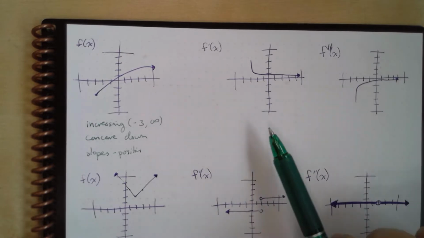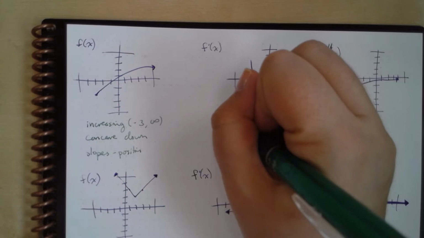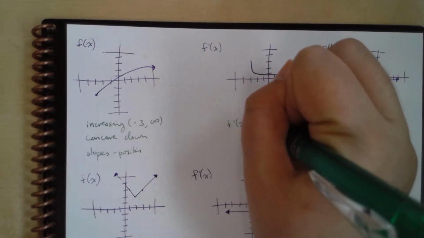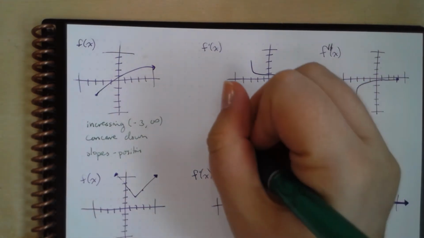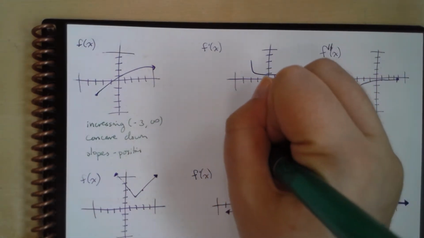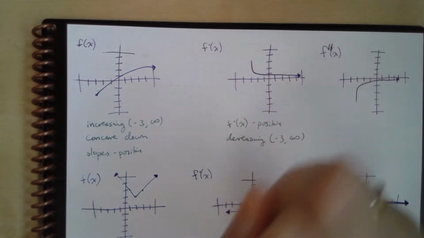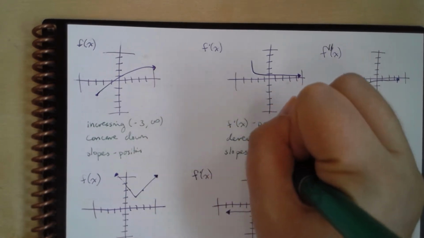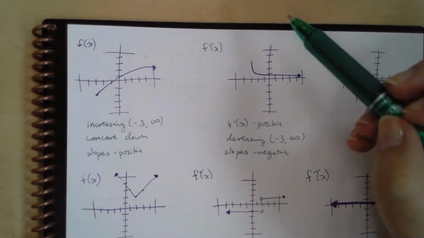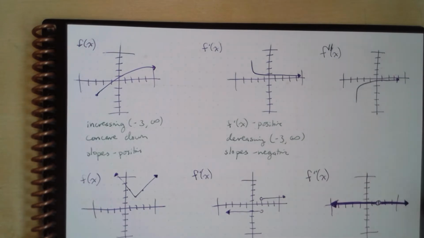Now, f prime of x, if we look at this, f prime of x is positive, right? It's above 0. It's greater than 0. It's decreasing from -3 to infinity, and the slopes are actually negative here, right? If I drew a bunch of tangent lines there, my slopes of those tangent lines would be negative.